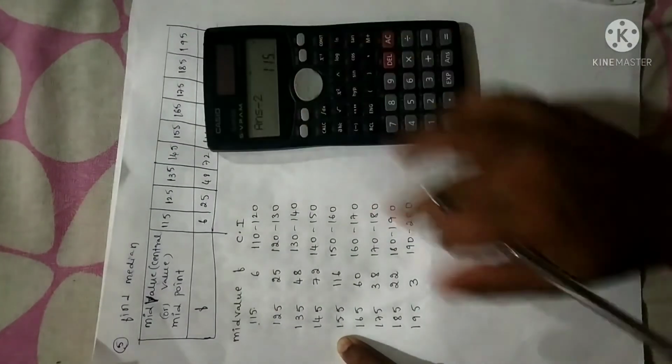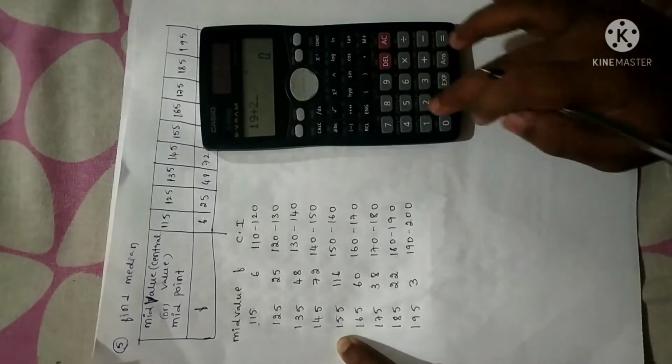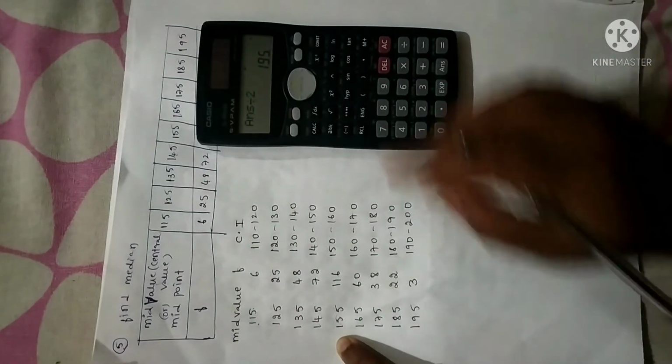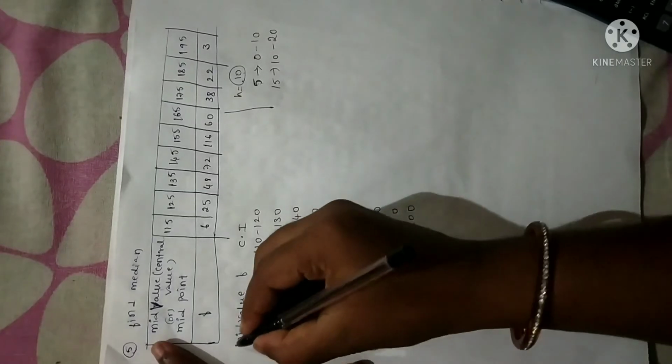Right? I'll just check the last value. See here, 190 plus 200 divided by 2, you will get 195 only. So I have obtained a class interval.